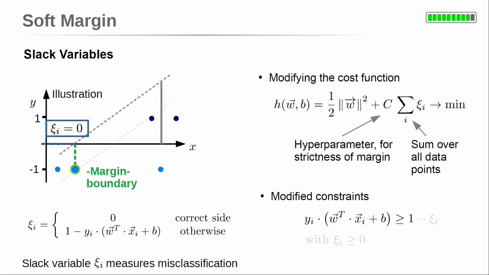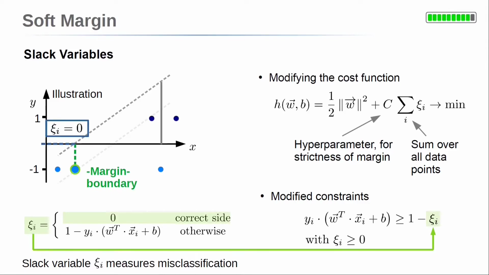Now let's check our constraints. y_i times the parameter vector w transposed times the data vector x_i plus b is greater than or equal to 1. These constraints are modified to allow for violation. The slack variable for the corresponding data point is subtracted on the right side. When we take a look on our definition of the slack variable, we can see that the data point on the correct side still gives our original constraints. So for xi_i equals 0, we have our original constraints.